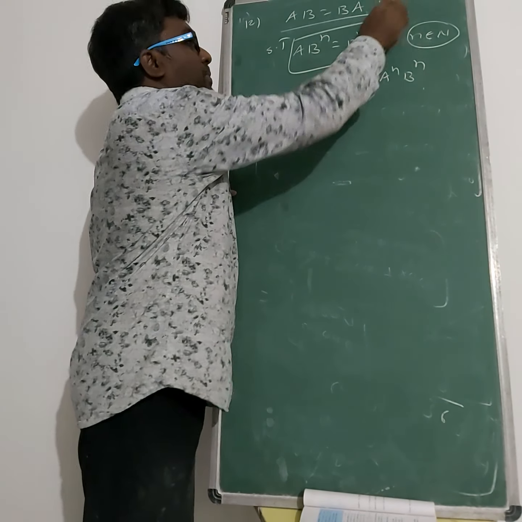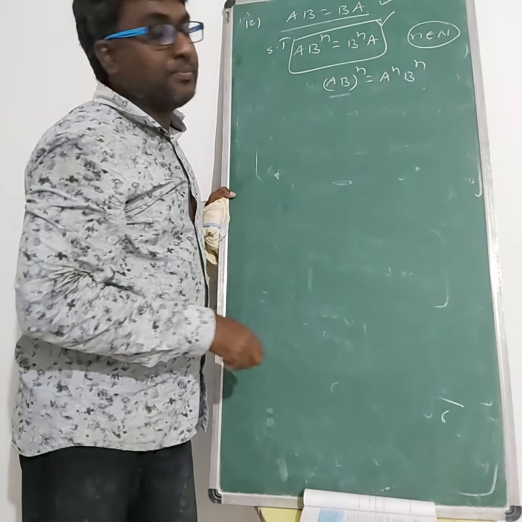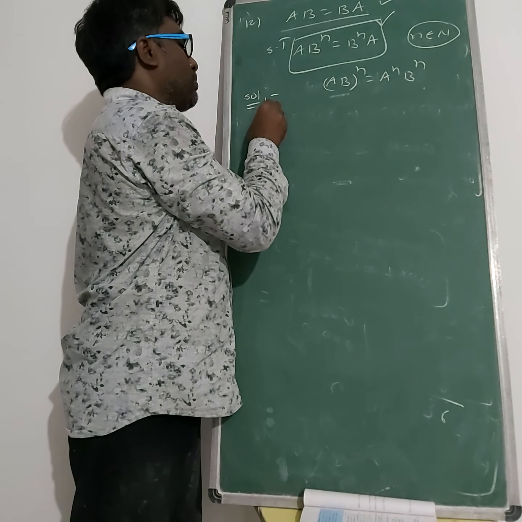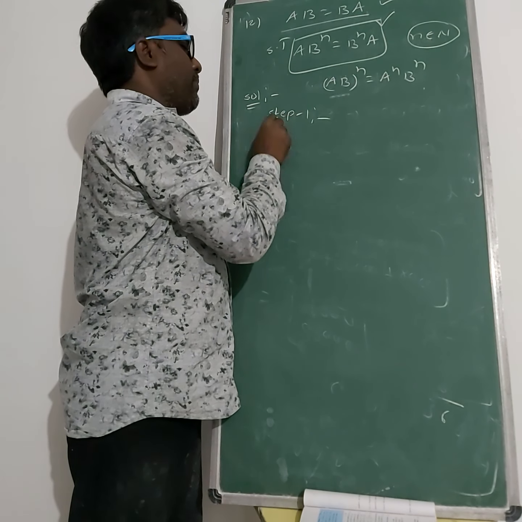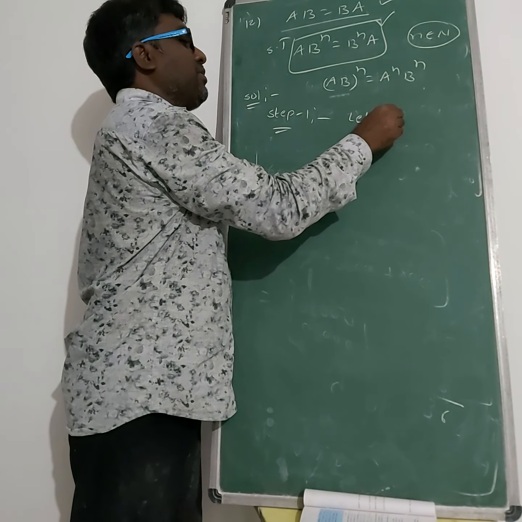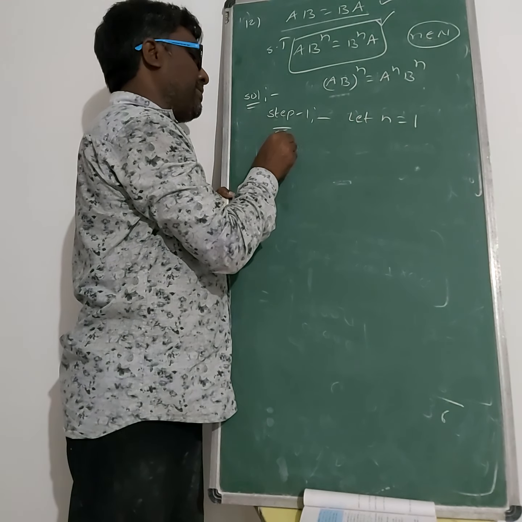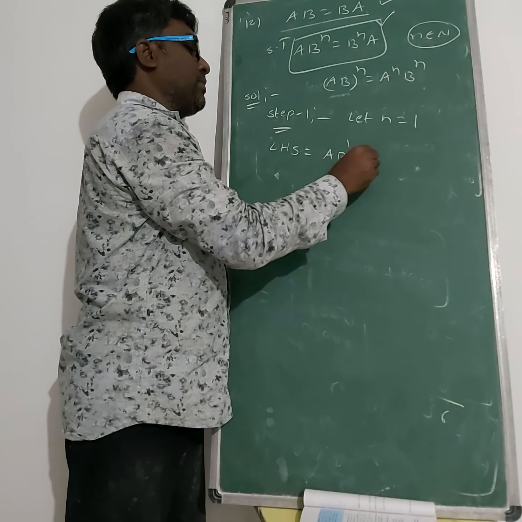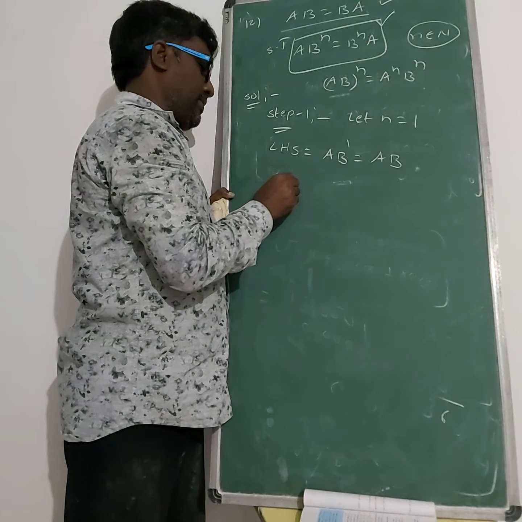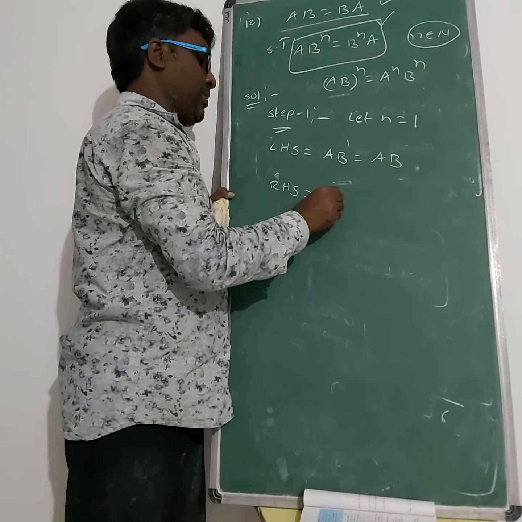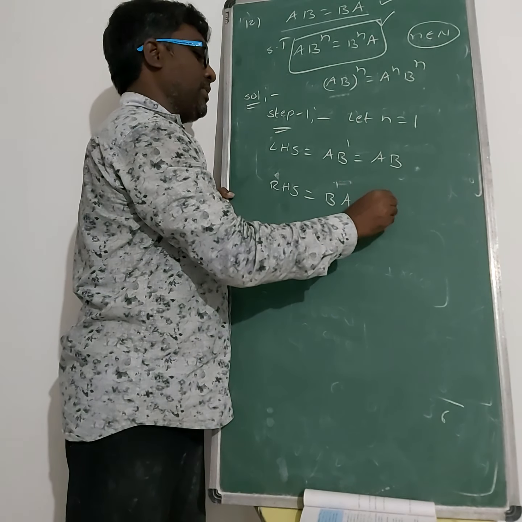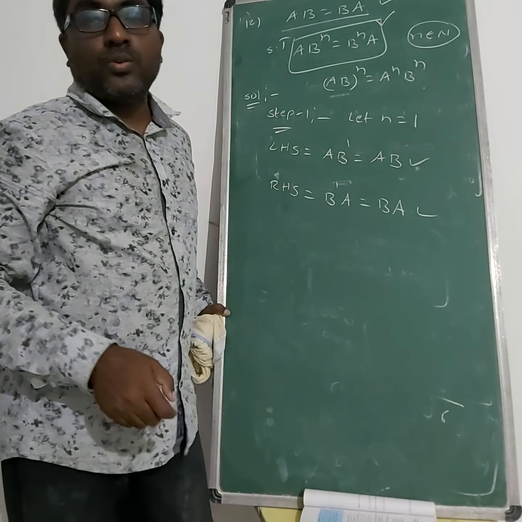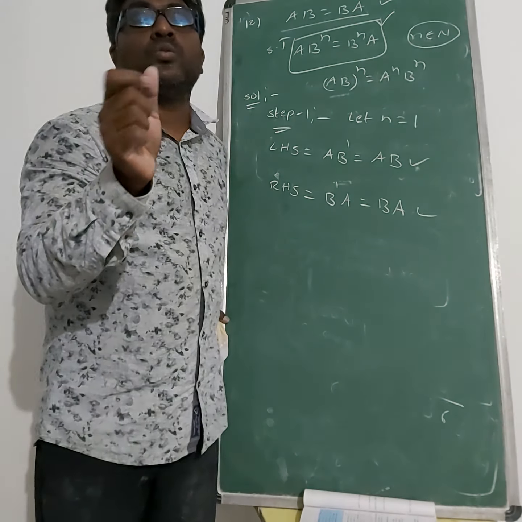We will solve it, as they are asking, by the induction method. We have already seen a previous solution. Step 1: let n equal 1. The LHS value is (AB)^1, which is AB. The RHS is B^1 A, which is BA. Already they are telling us that AB is equal to BA, so the statement is true for n equal to 1.